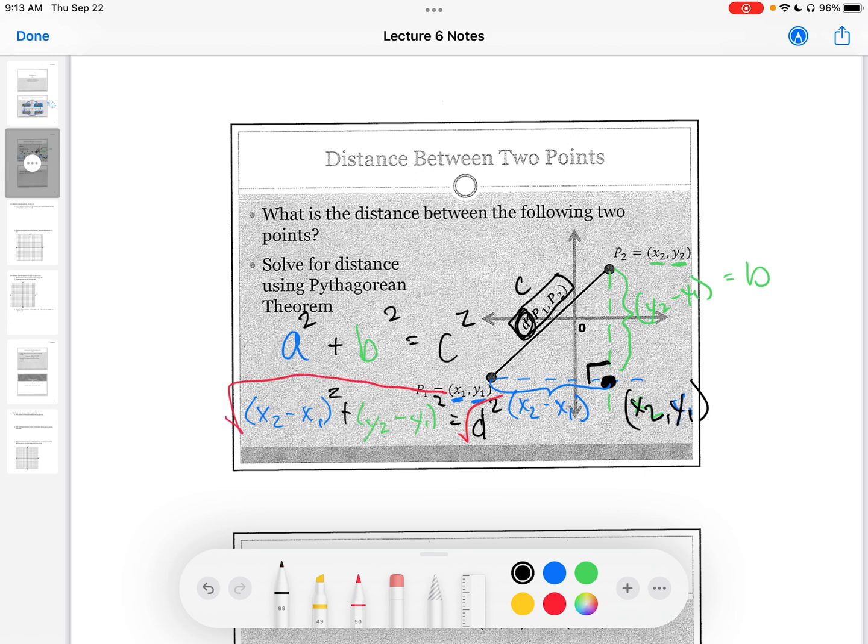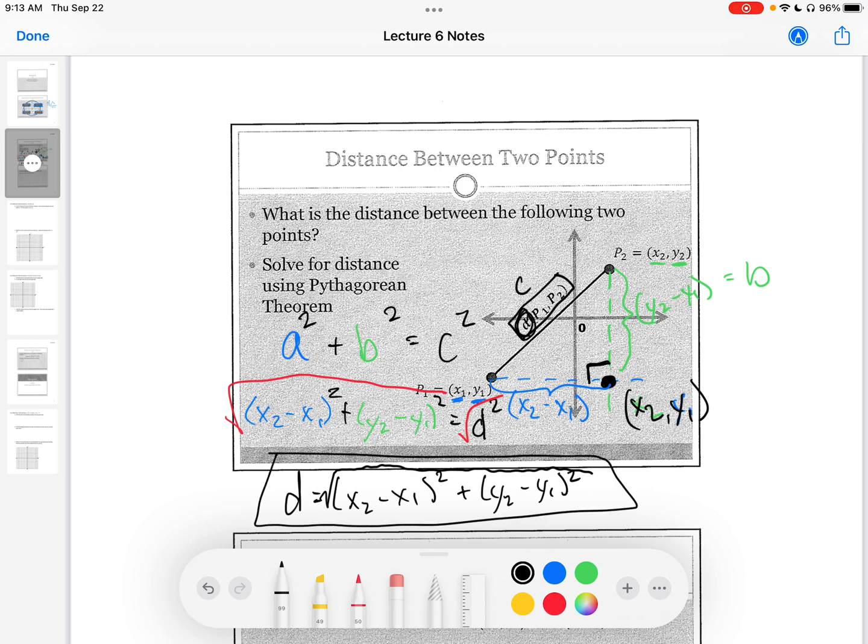So we end up with d equals, and then it is x sub 2 minus x sub 1 squared plus y sub 2 minus y sub 1 squared, and all of that is underneath a big old long square root. So that right there is our distance formula, and that's how we use the Pythagorean theorem to find it. Okay, so let's practice using the distance formula.